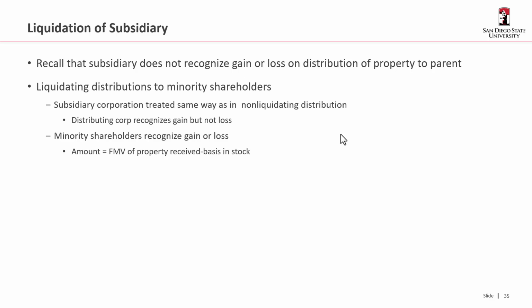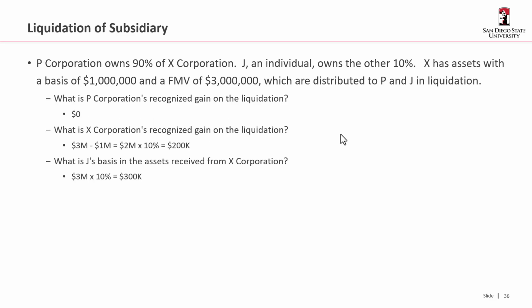So what that means is you can have a 337, but with minority shareholders, they're going to be treated as if it's a regular liquidating distribution to some extent. So P corporation owns 90% of X. J owns the other 10. So X has assets with a basis of $1 million, fair market value of $3 million, which are going to be distributed to P and J in liquidation. So does P corporation recognize gain on the liquidation? Well, it's a 337, right? This is the liquidation of a subsidiary into a parent corp. They own more than 80%, so there'd be no gain or loss, for that matter, on the liquidation.